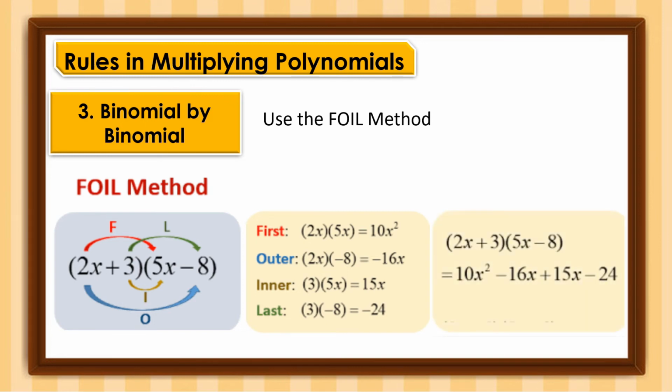So the quantity 2x plus 3 times the quantity 5x minus 8 is equal to 10x squared minus 16x plus 15x minus 24. So for the simplification, we will have 10x squared minus x minus 24.